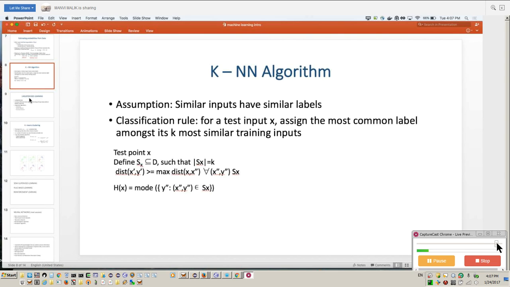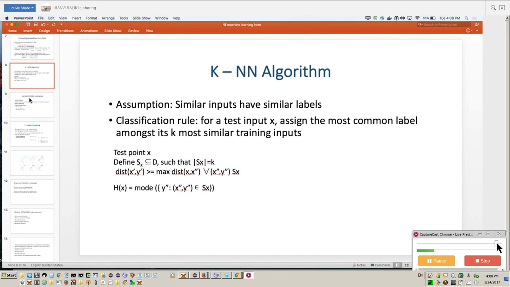Okay. So this is k-nearest neighbor algorithms. This is the supervised counterpart of k-means clustering that we all have heard. So the basic assumption of this algorithm is that similar inputs have similar labels. This is basically used more in classification supervised learning problems, not in regression much.